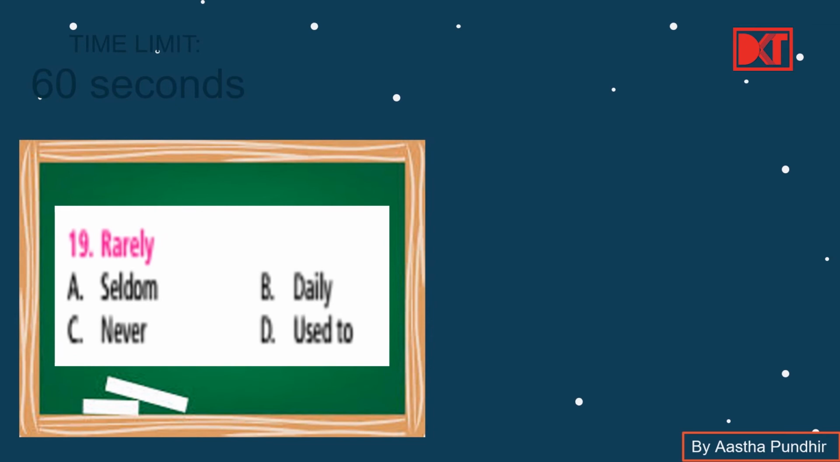Okay, here the word is rarely. The options are seldom, daily, never and used to. Okay, so rarely is something that happens on a lesser number of occasions. The antonym is daily, something that happens every day. Okay. Seldom, never and used to are synonyms of rarely.